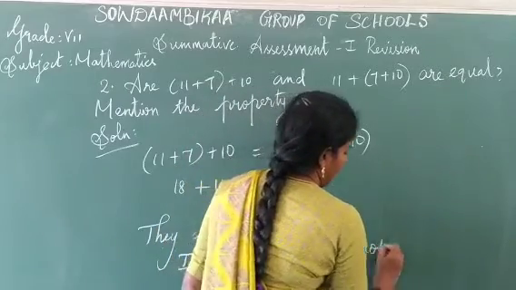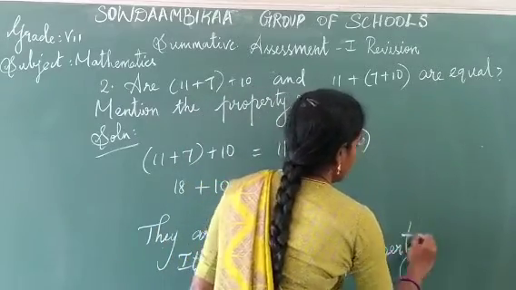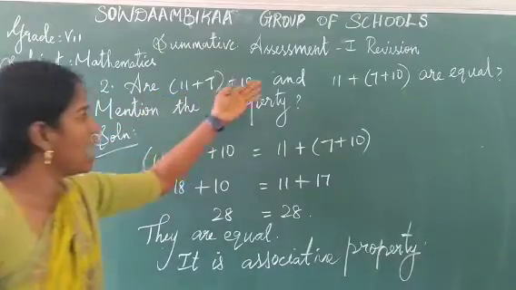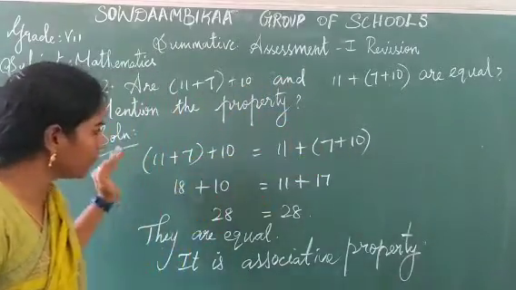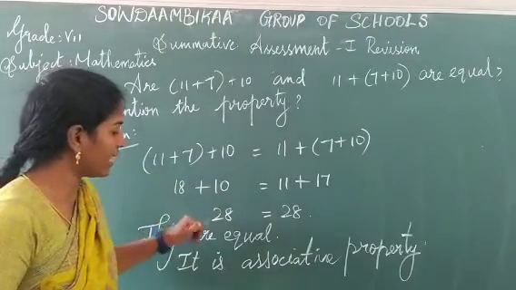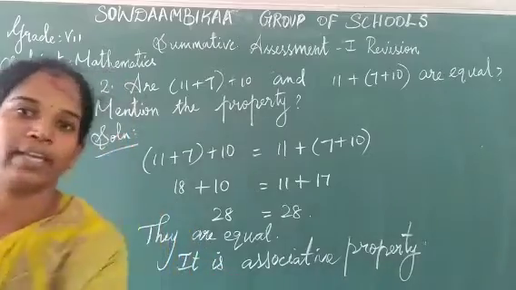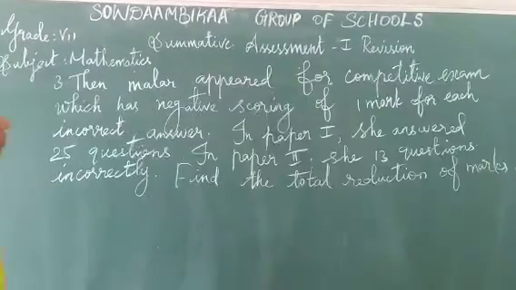Property. Now you understand here? Very simple sum, you know very well. First we write the LHS, again the LHS side, simple addition. Then we get they are equal. It is the associative property. Do you all understand?